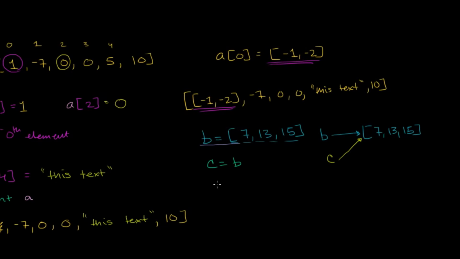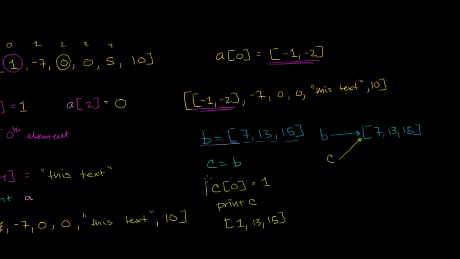So at this point, the next line, I say that c, the 0th element in c, needs to be equal to 1. And if I were to then print c, you would get 1, 13, and 15. But if you were to say print b, you would also get 1, 13, and 15.